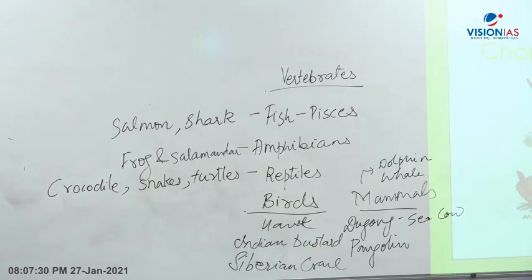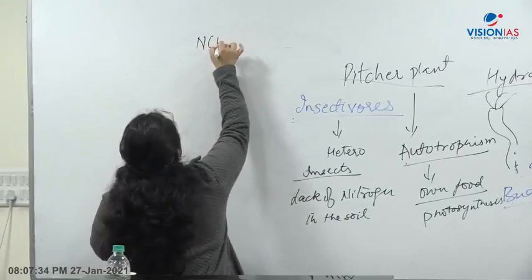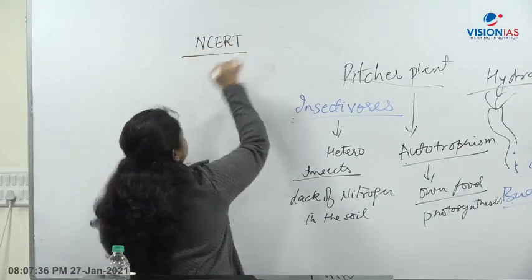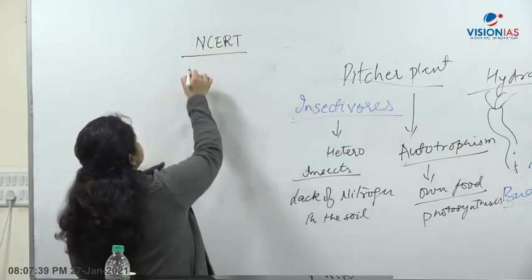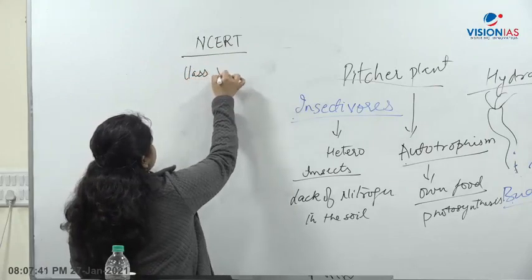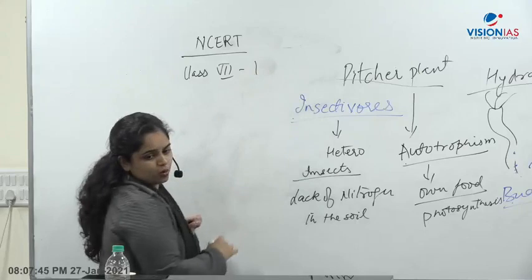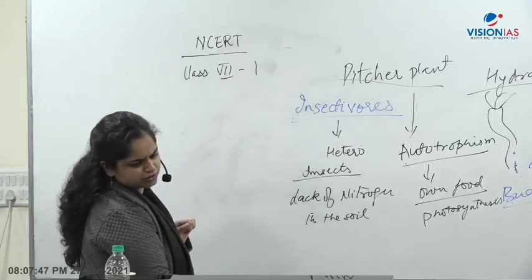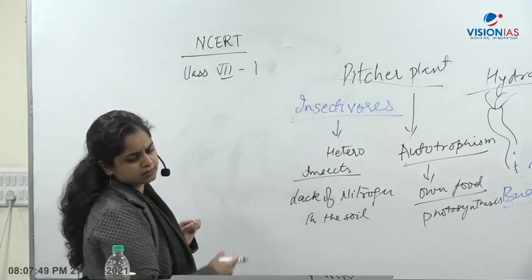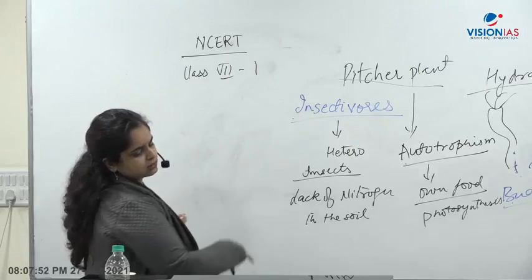All right, so we're going to finish here. These are the chapters of NCERT which can be helpful. First is class 7th. We have chapter number 1, which is on plant nutrition, because we've discussed too much about plants. So you can go through this.